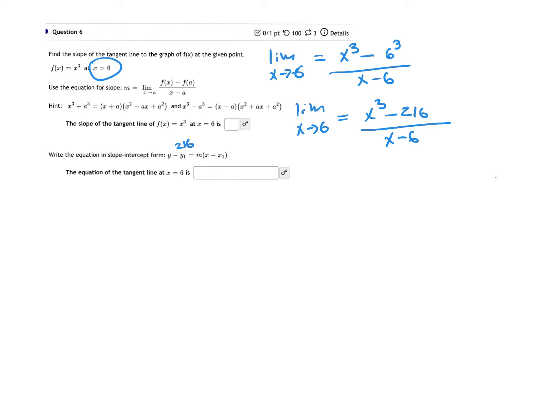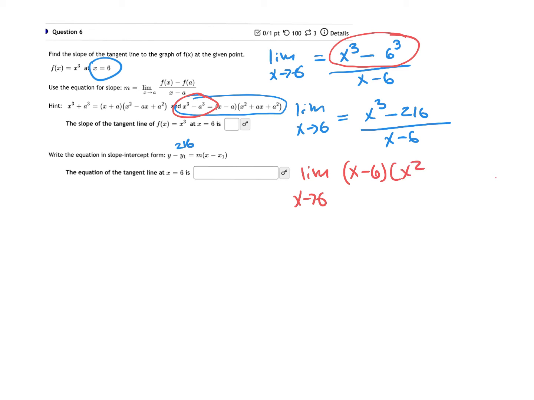Now, we learned before, or have a little hint here, that if you have something x cubed minus 6 cubed, you can look at this part here to figure out what that factors into. So I'm really going to take a look at the top part because I already have it written like x cubed minus a cubed. So a is just going to be 6. So I have the limit as x approaches 6 of, then it's going to be x minus 6 times x squared plus 6x plus 36. All of that over x minus 6.